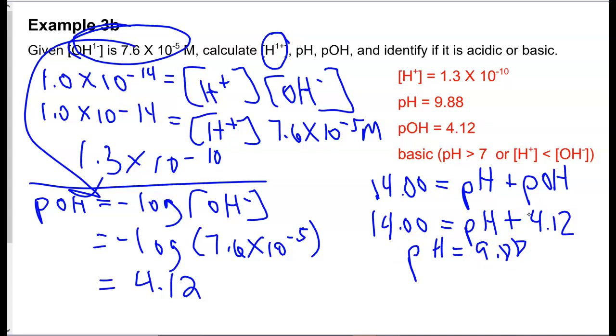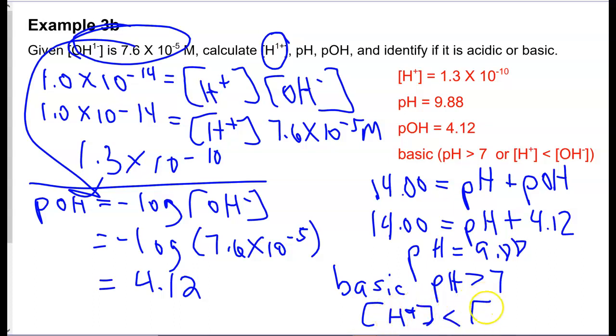So now we can determine if this is acidic or basic based on a couple things. We can say that it's basic because our pH is greater than 7. You could have also decided whether it was acidic or basic based on pOH. I'm not doing that here, but you could. There'd be nothing wrong with that. Or you could say that the H plus concentration is less than the OH minus concentration. So let's look. H plus we had 1.3 times 10 to the negative 10th, which is less than 7.6 times 10 to the negative 5th. Okay, that's example 3B.